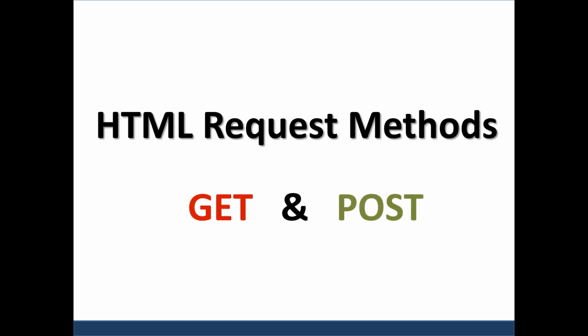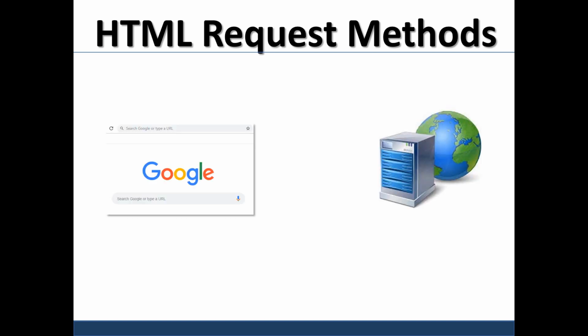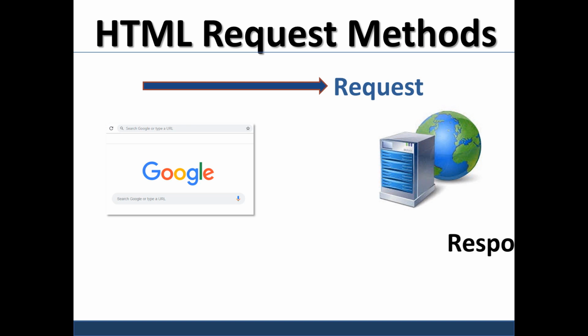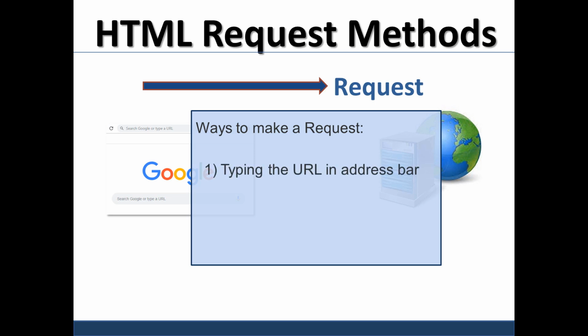Let's start by reviewing the terms request and response. When a browser accesses a web server, it sends a request, and the information sent by the server to the browser is the response. There are multiple ways in which a browser can make a request. The top three most common ways are typing the URL in the address bar, using an HTML form, and using AJAX. Let's see each of them.